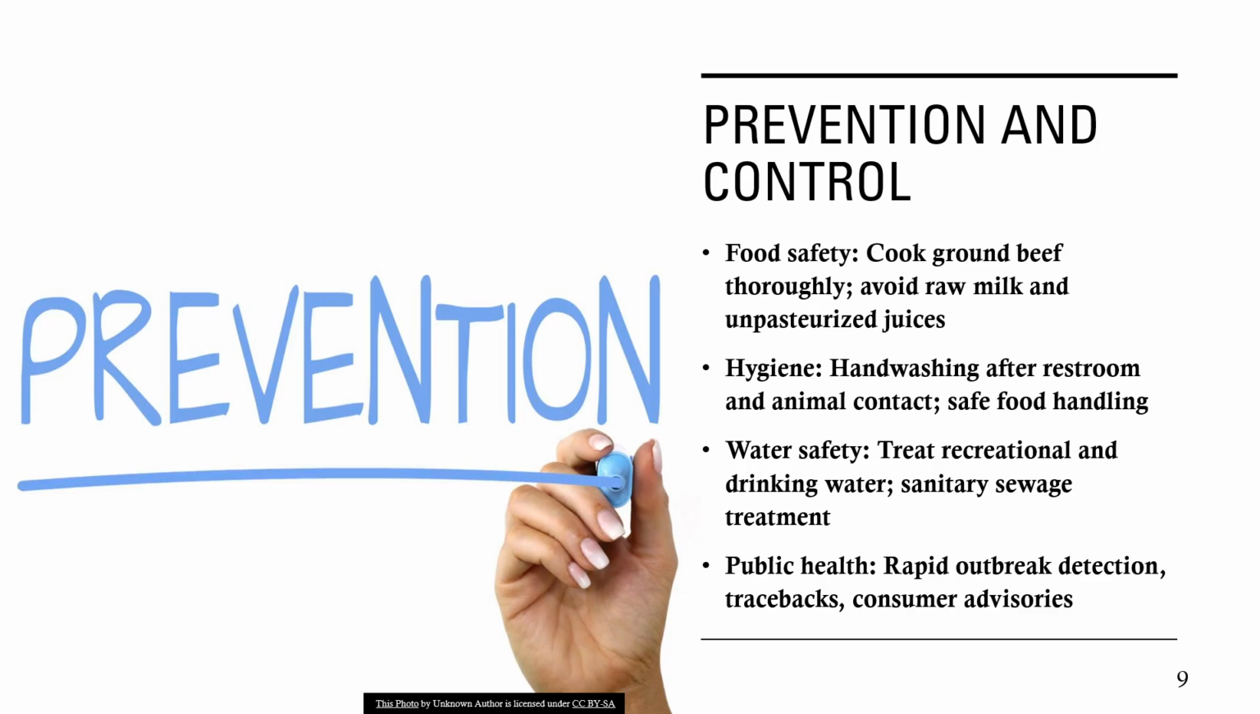On the public health side, rapid detection, tracebacks, and transparent communication are what turn isolated cases into contained incidents instead of large outbreaks.